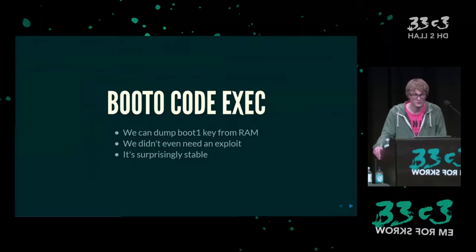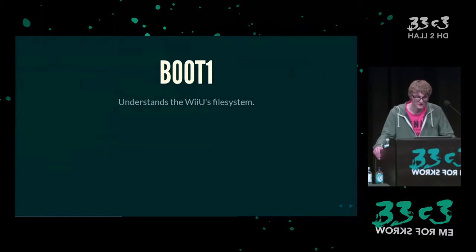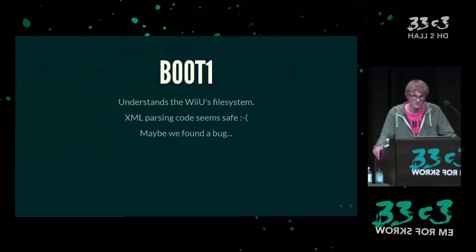So let's finally look at boot 1. Boot 1 is able to understand the Wii U file system. It uses real file path strings to load the firmware image. And of course, the first thing we did was to look at the XML parser. And, well, unfortunately, it seems pretty safe. But maybe we found a bug. We are not really sure, and we haven't really tried to exploit it. Interest kind of faded out because after all, it's just a Wii U.